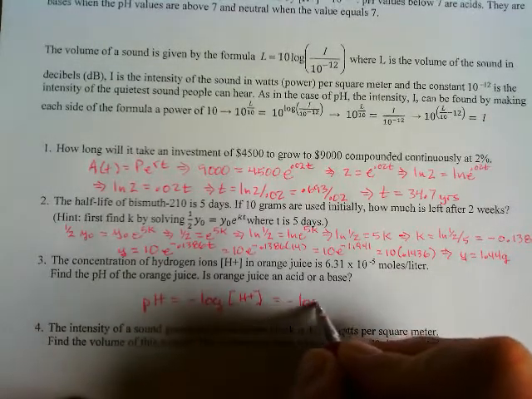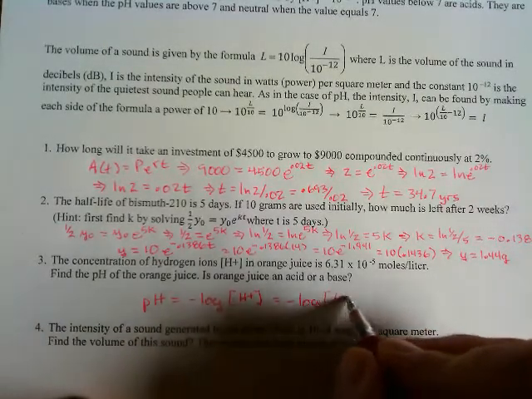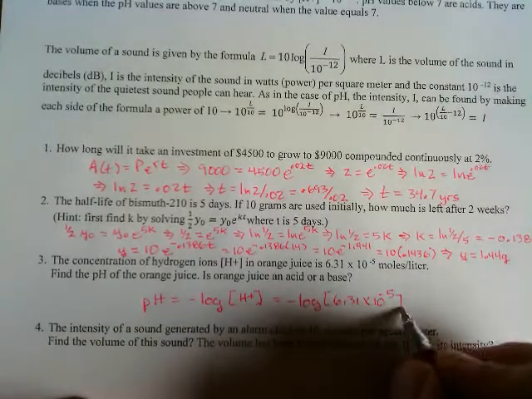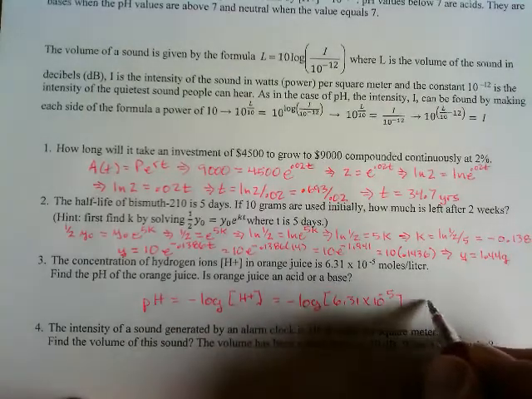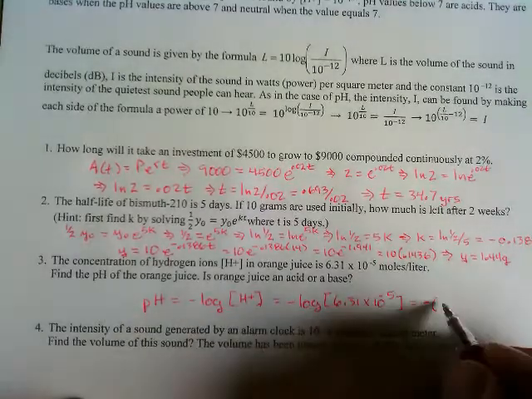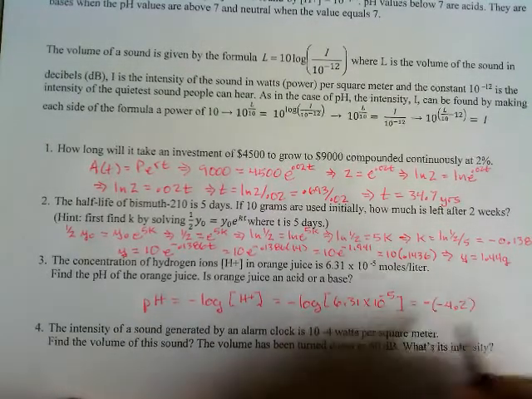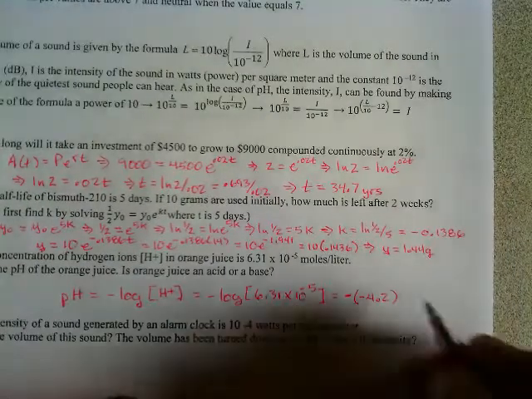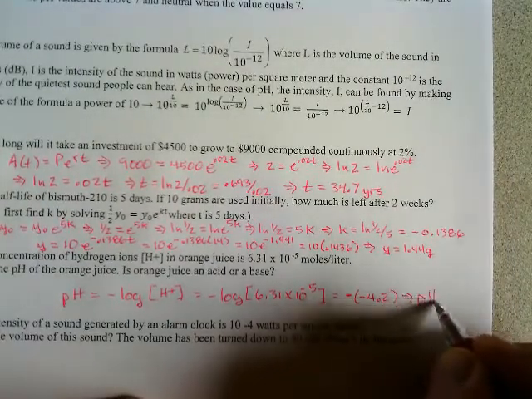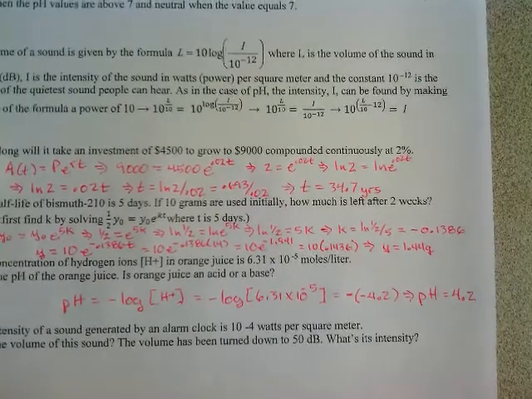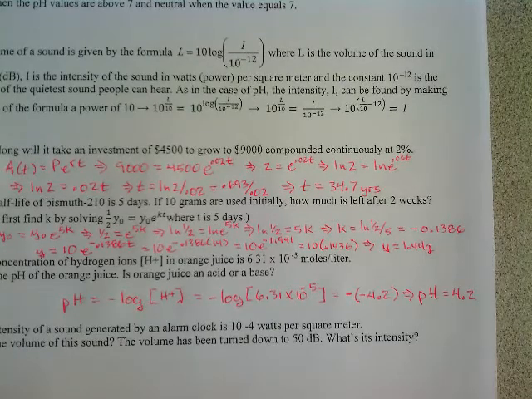So negative log of the 6.31 times 10 to the negative 5. And that's a negative. The log part, because this is a negative 5 in the exponent, that will give me a negative in here. That's why we have an extra negative out in front of the log part to turn it positive, and so we end up with a pH of 4.2. And there's our pH.